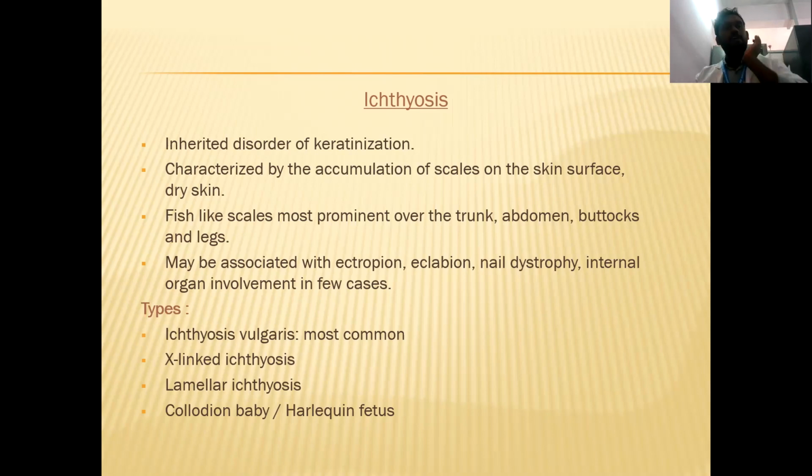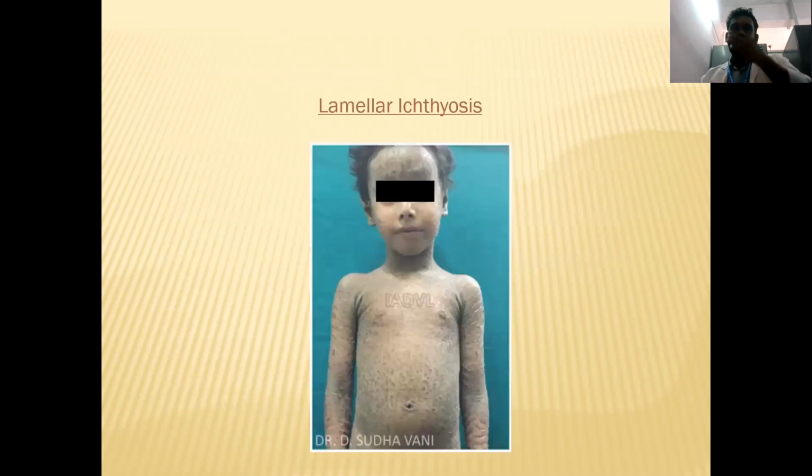The common types of ichthyosis include ichthyosis vulgaris, which is the most common and probably the least severe variant of ichthyosis. Apart from that, there is the severe lamellar ichthyosis. You can see that large, thick, polygonal scales can be seen throughout the body.